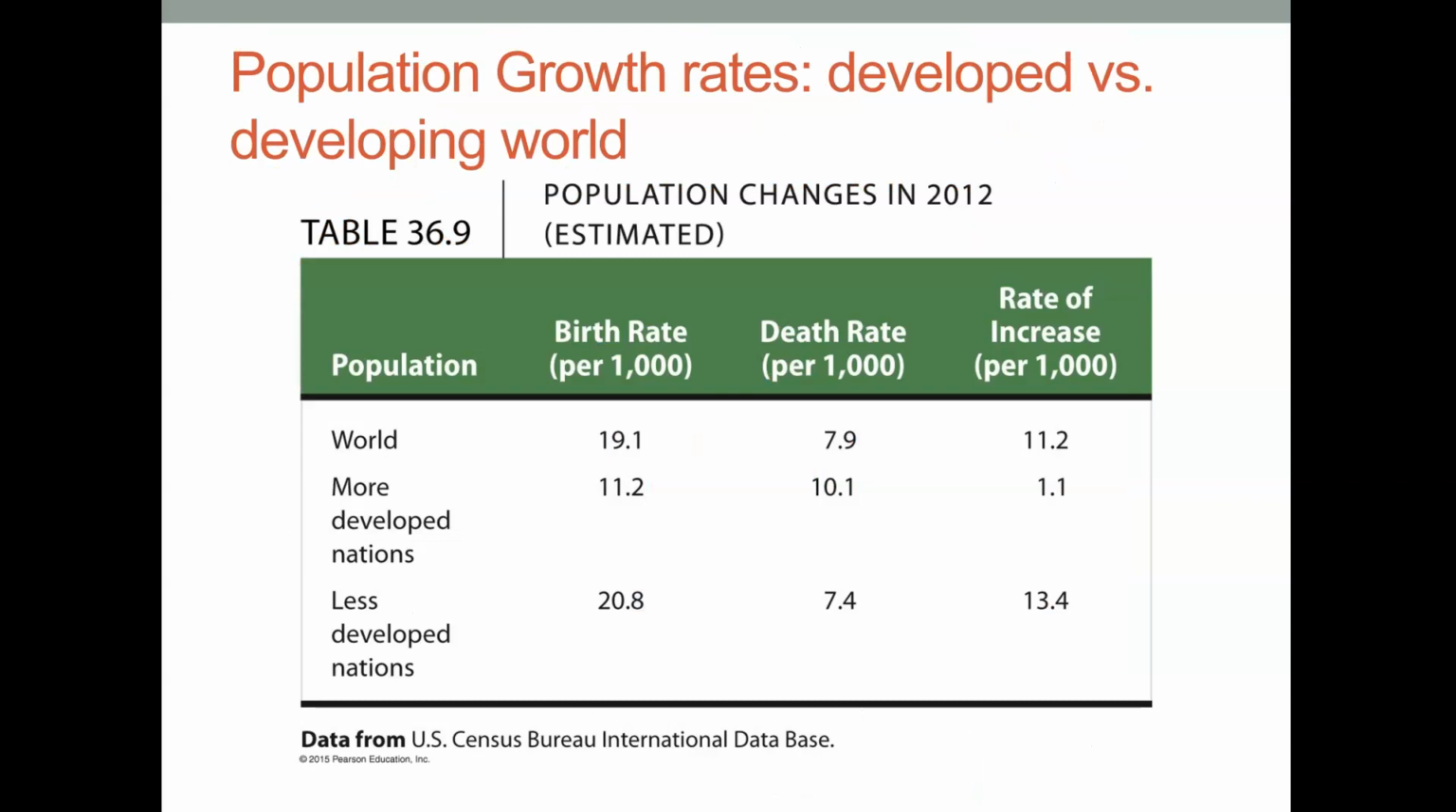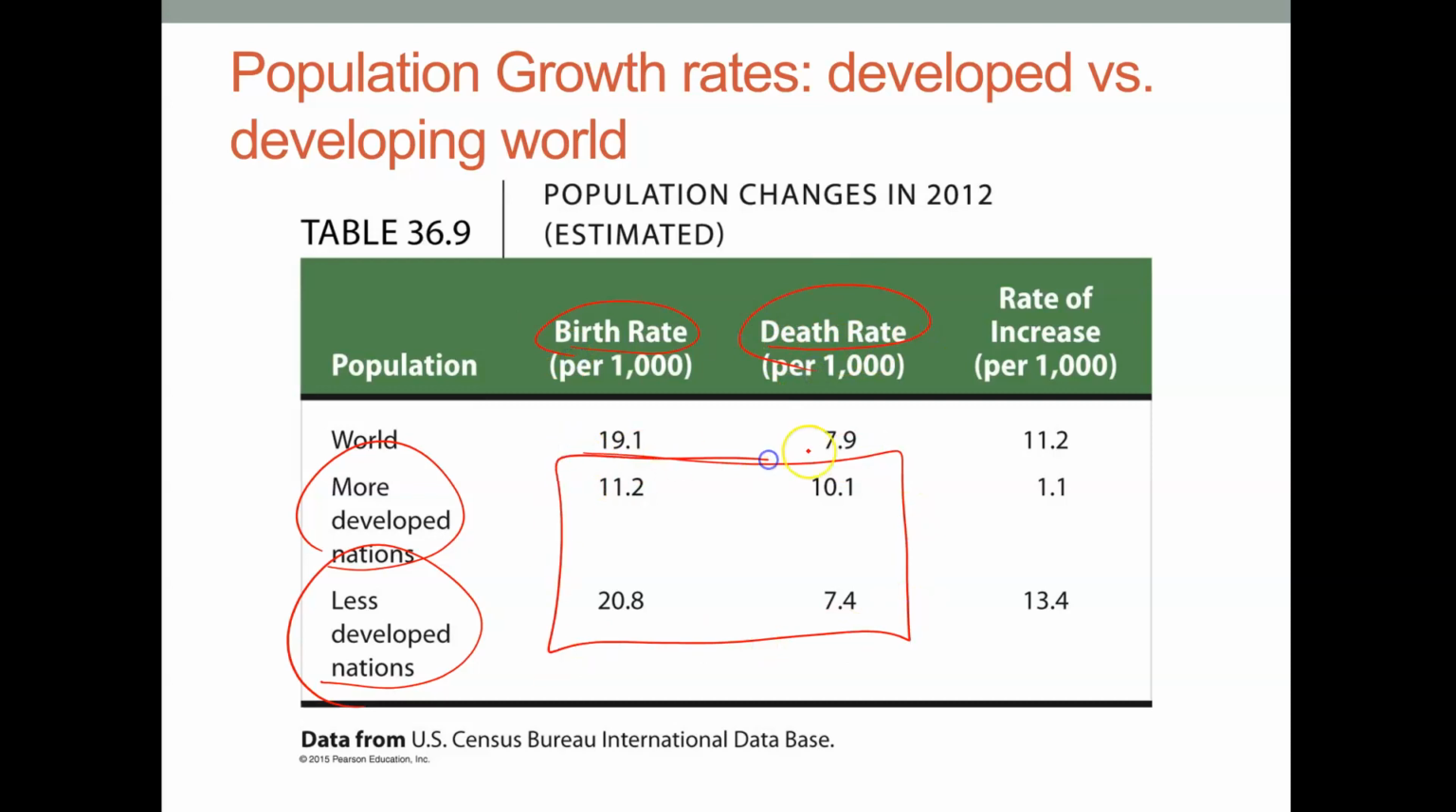So here, what I want you to compare are developed nations and developing nations. We're comparing the birth rate and the death rate. If we look at these four numbers, we can see that in developed nations, let's just think about the United States and most of Europe, the birth rate and the death rate are almost equal. And that's bad news if you want a population to increase.